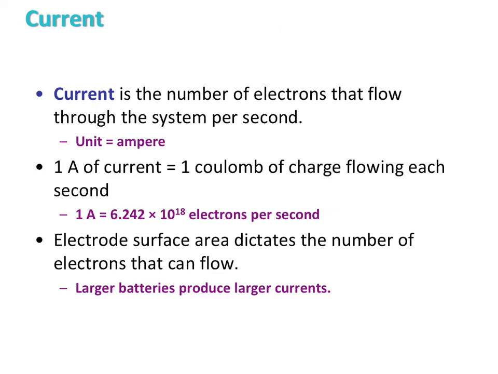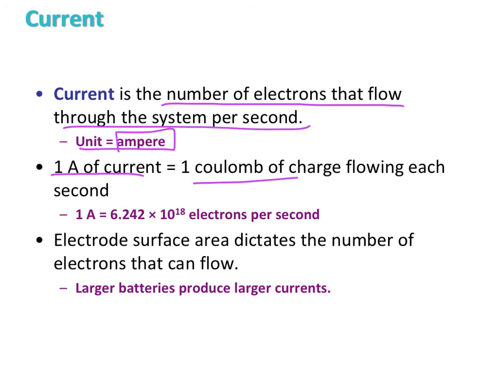So we can quantify the current that we've been discussing and place a unit on it, and that unit is amps. All I really want you to know here is that it has to do with current. It measures the number of electrons that flow through the system per second. We know that 1 amp of current is 1 coulomb of charge. We can actually quantify in terms of electrons also, which I think is kind of cool, but we're not going to do any calculations related to that.